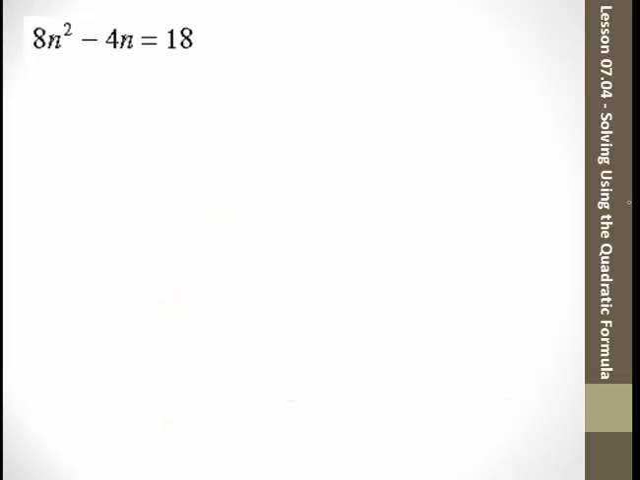Okay, sometimes we get an equation that's not set equal to 0, so our first step needs to be to make sure it's set equal to 0. So I'm going to move the 18 over. And this is really important because we're using c, and c is not positive 18, c is negative 18. From here, we can go ahead and solve the equation.